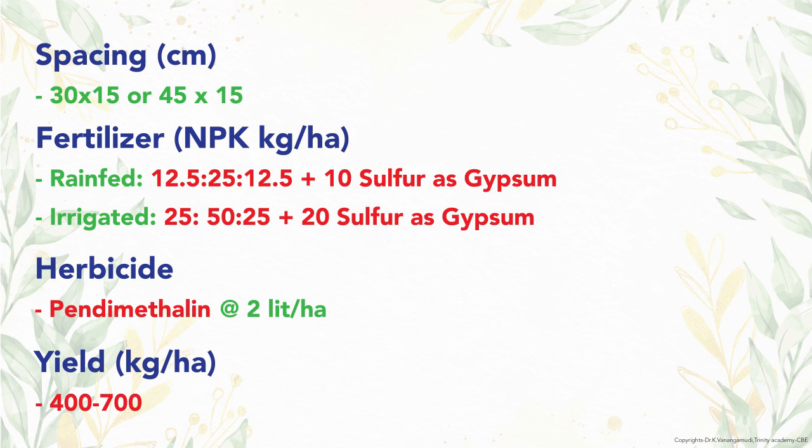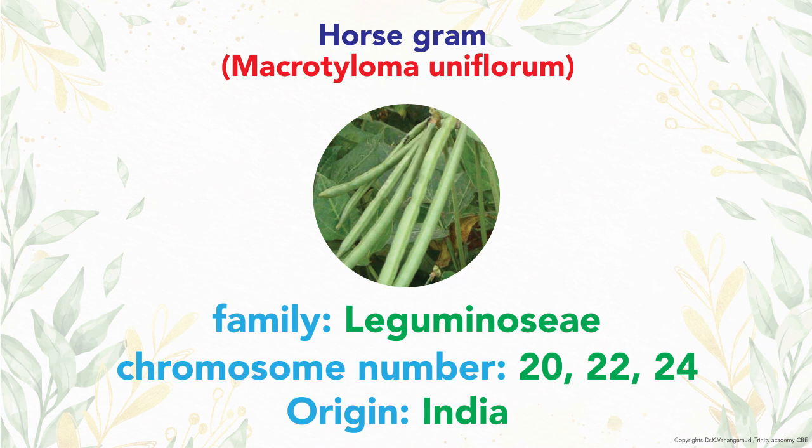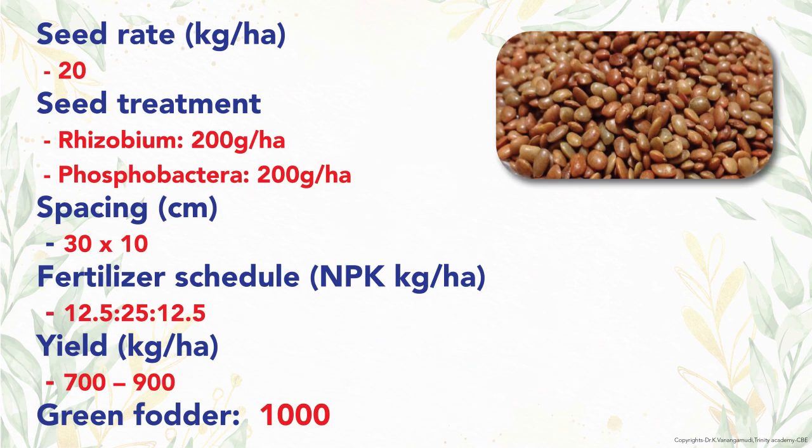The next pulse is horse gram, and the botanical name is Macrotyloma uniflorum and the family is Leguminosae with chromosome number of 20, 22 and 24. The origin of horse gram is India. Seed rate for pure crop is 20 kilogram for 1 hectare and before sowing the seeds are inoculated with Rhizobium and phosphobacteria at the rate of 200 gram, that is one packet for a hectare.